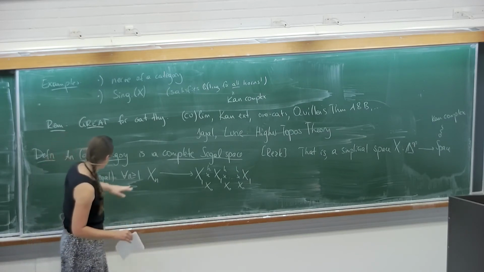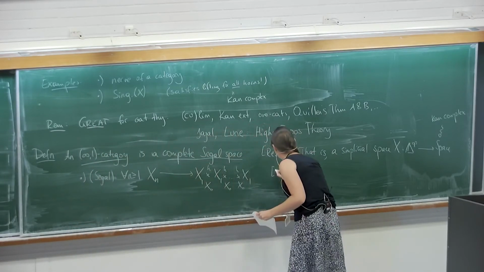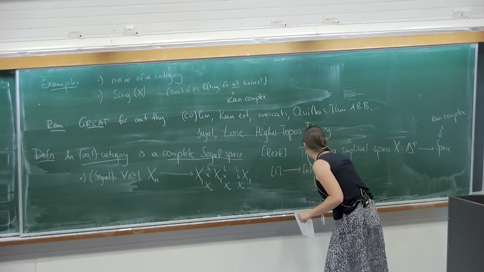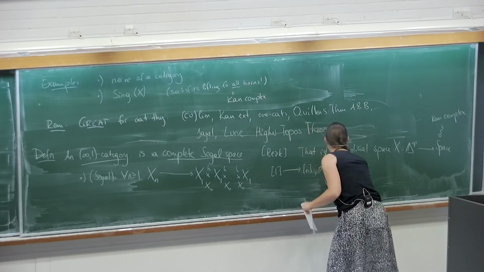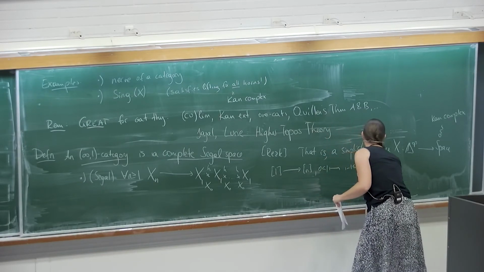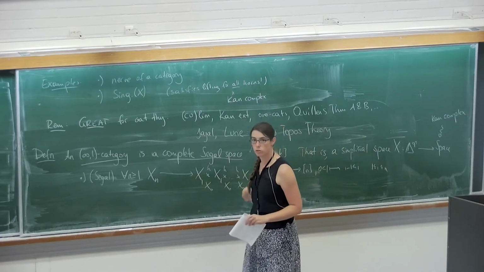Okay, but back to Earth, what's this map? This map comes from the maps from [1] to [n], sending 0, 1 to i minus 1 and i. So I have n such maps, and then they actually assemble into this.